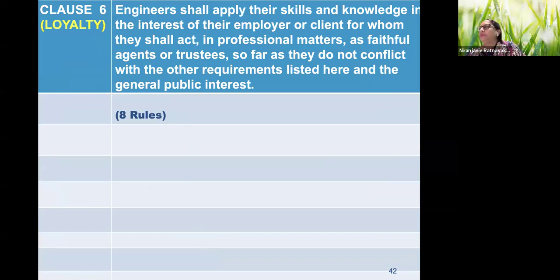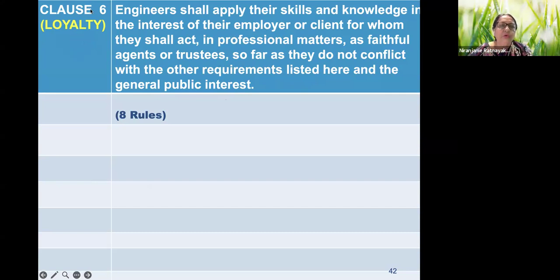Clause 6 is, engineers shall apply their skills and knowledge in the interest of their employer or client, for whom they shall act in professional matters as faithful agents or trustees, so far as they do not conflict with other requirements listed here and the general public interest. So clause 6 is about loyalty, right?